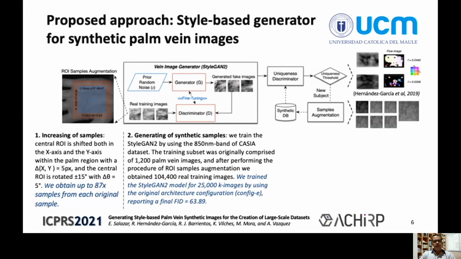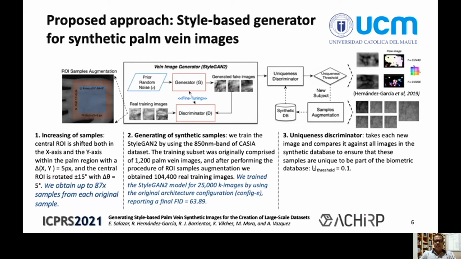Secondly, we use the StyleGAN2 model by using the 850 band of the CASIA dataset as the training subset. The training subset was originally comprised of 1,200 palm vein images, and after performing the procedure of ROI samples augmentation, we obtained more than 100,000 training images.